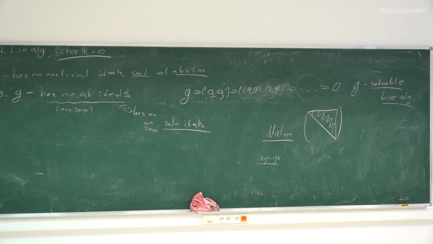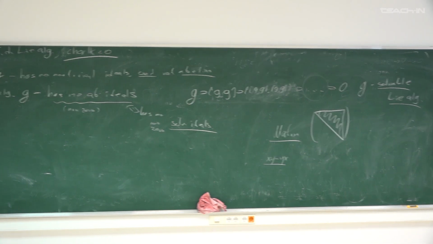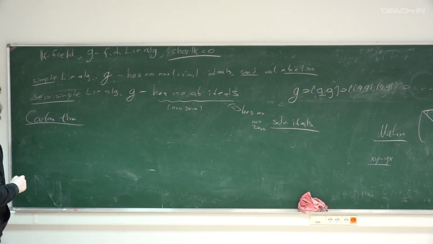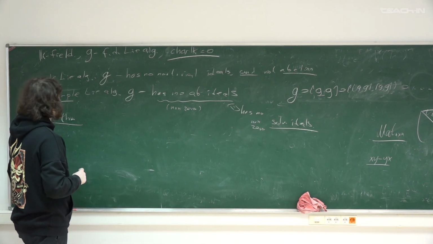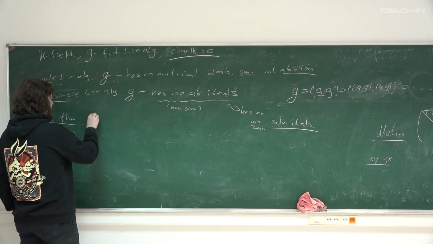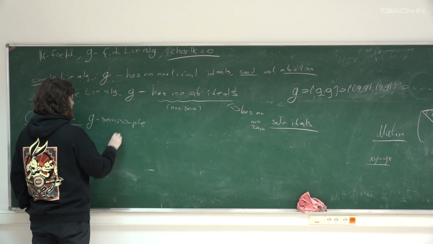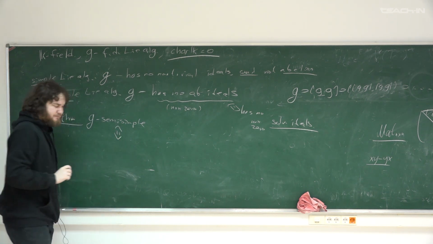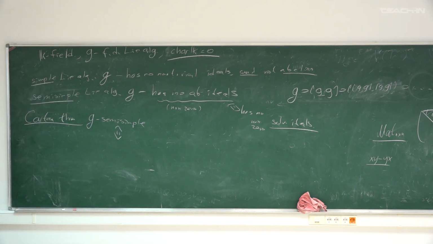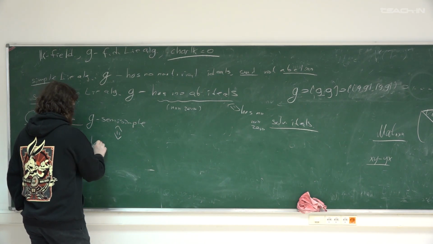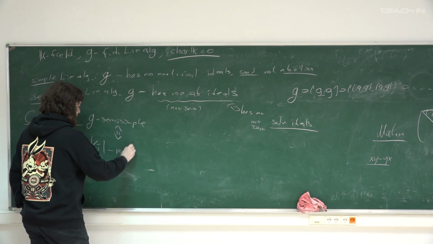Now, the theorem of Cartan. It's part of Lie algebra theory. It's a criterion for semi-simplicity of a Lie algebra. G is semi-simple if and only if its Killing form is non-degenerate.